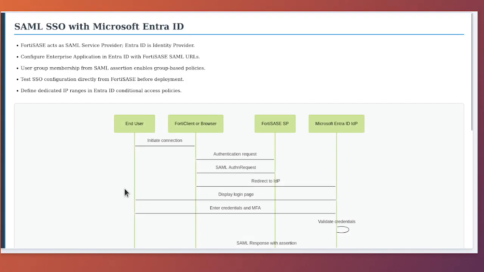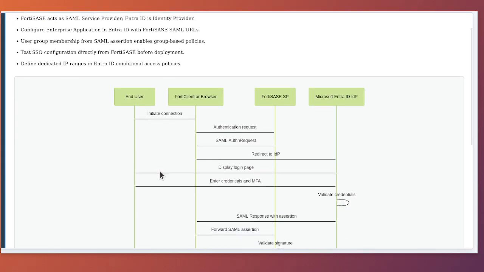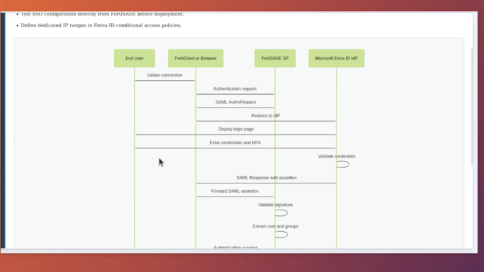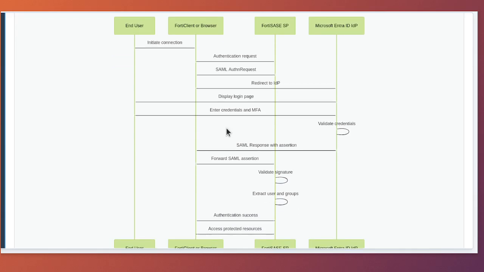SAML SSO configuration with Microsoft Entra ID. Configuring SAML Single Sign-On with Microsoft Entra ID, formerly known as Azure Active Directory, is a common integration for FortiSASE deployments. Let me walk through the key configuration steps and considerations. The integration involves configuring both Microsoft Entra ID as the identity provider and FortiSASE as the service provider. Looking at the authentication flow diagram, the process involves multiple exchanges between the components.